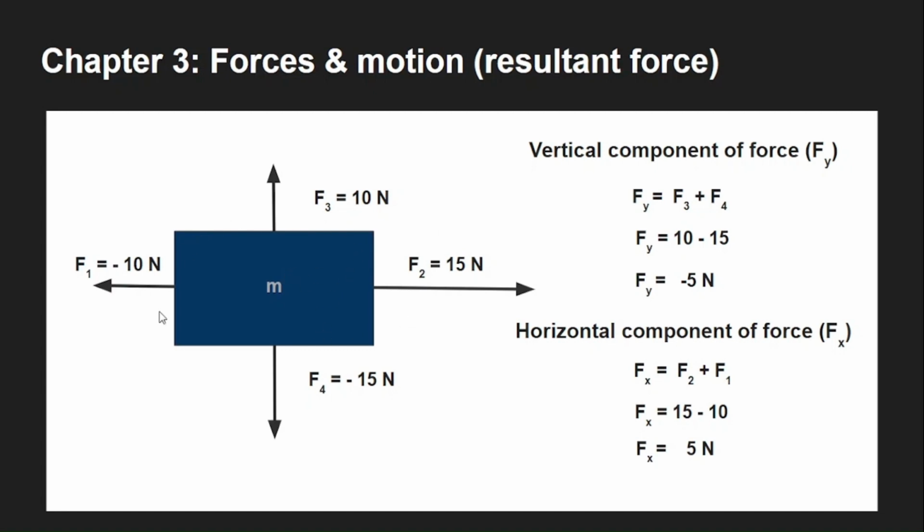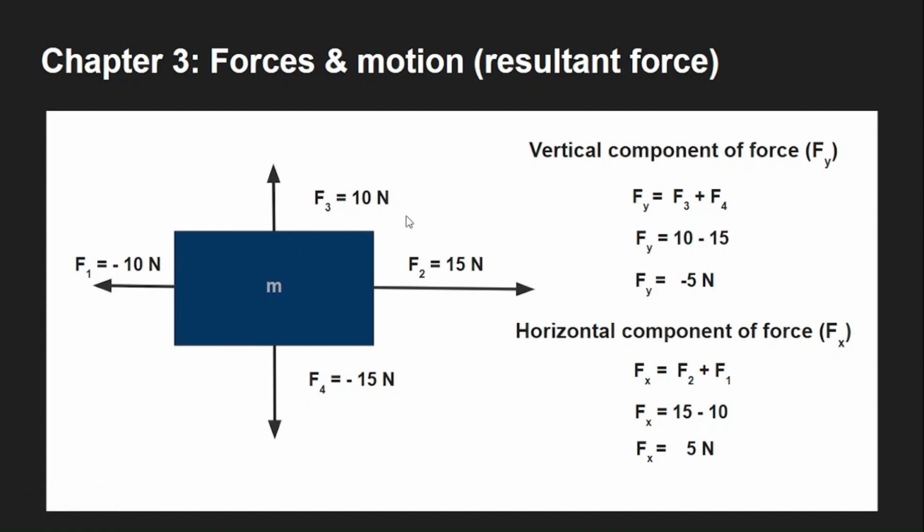So I've got an object here with a mass m, and it's got 4 forces acting on it. There are 2 forces acting in the vertical direction, F3 and F4, and 2 forces acting in the horizontal direction, F1 and F2. These forces are all perpendicular to each other, right? You can see that F1 is perpendicular to F4 and F3, and F3 is perpendicular to F2 and F1, so each of the adjacent forces are perpendicular to each other.